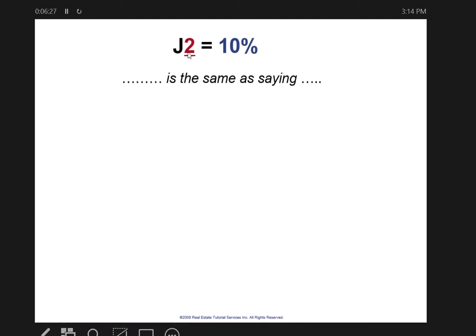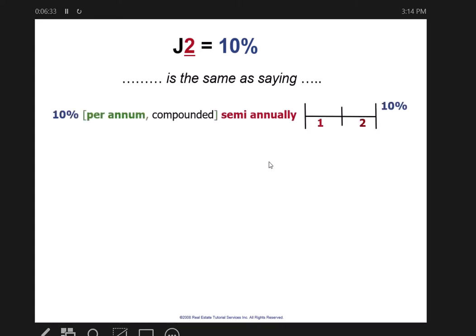But when you see J2 equals 10%, for example, it's the exact same thing as saying 10% per annum, compounded semi-annually. So UBC can show you the question in words like this, or they can show you J2 is 10%. It means the same thing. So we know, either by looking at J2 is 10% or by seeing these words, that the 10% per annum is already in its nominal state. So we just use the J2 is 10 to put it into our formula.